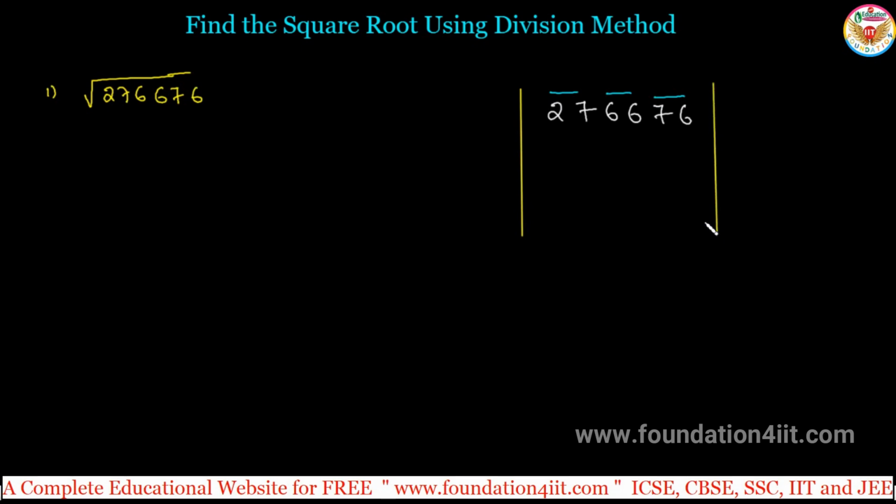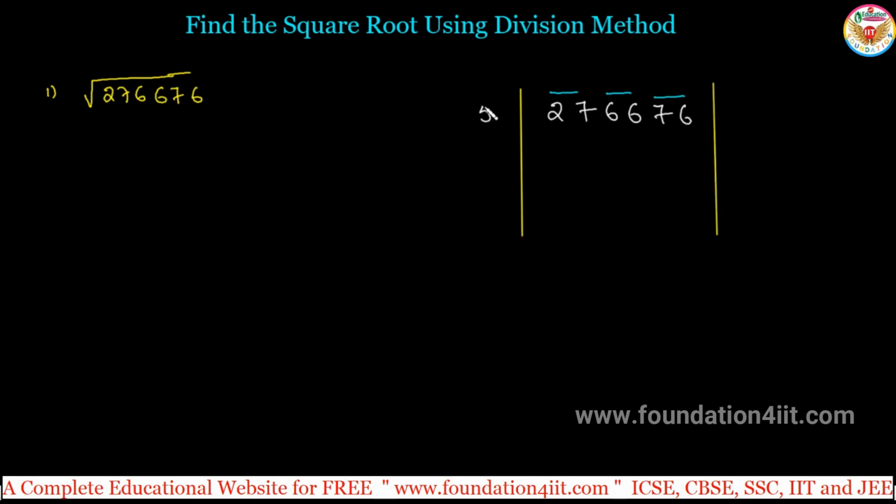That is the first step, and the second step is we need to check the first pair, 27. 27 is near to which perfect square? If you check, 4 into 4 is 16, 5 into 5 is 25, 6 into 6 is 36, which is beyond this. So 27 is nearby 5 times 5. The divisor and quotient place must be the same. It is not like normal division, but the first pair's same number should come.